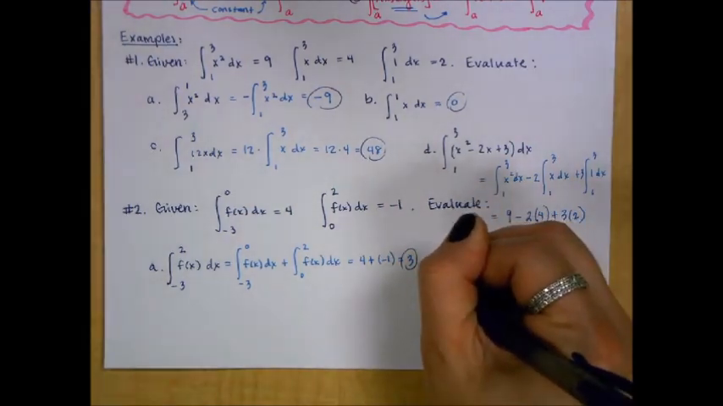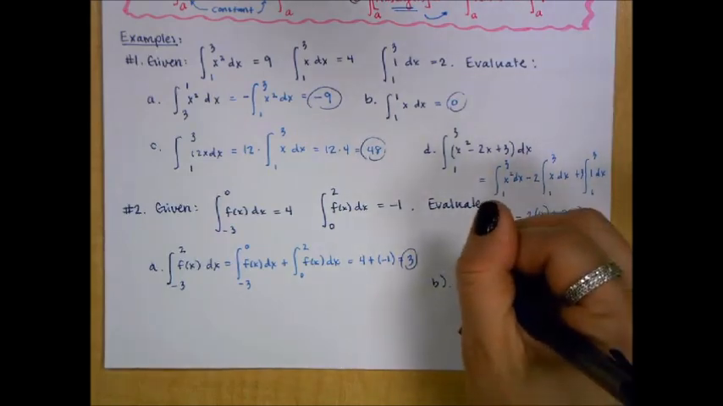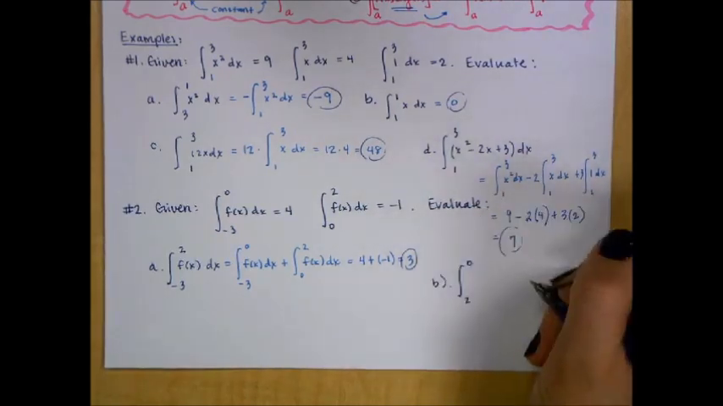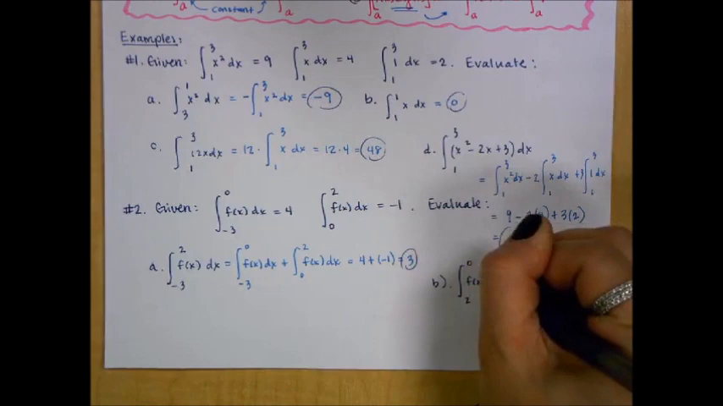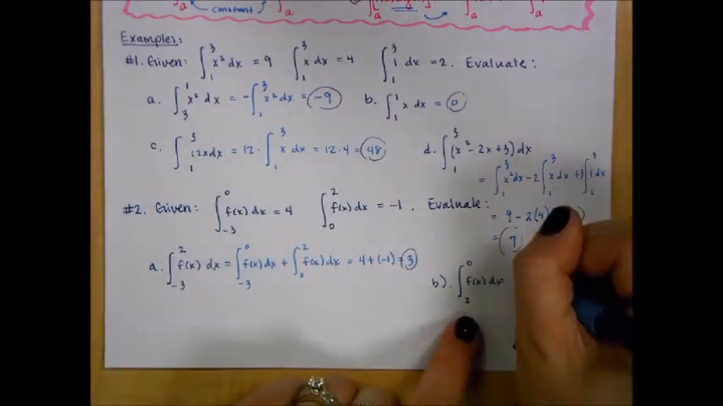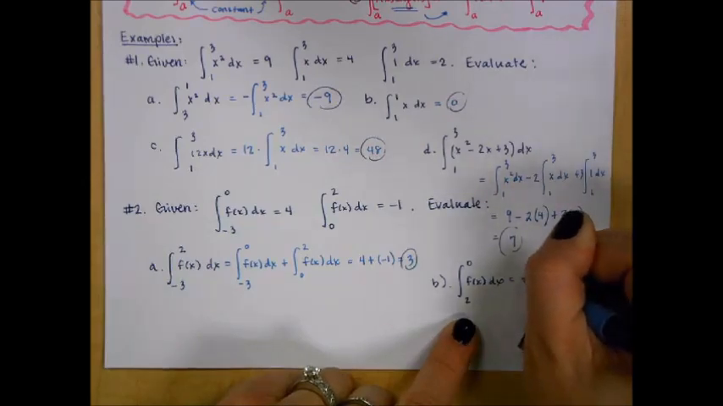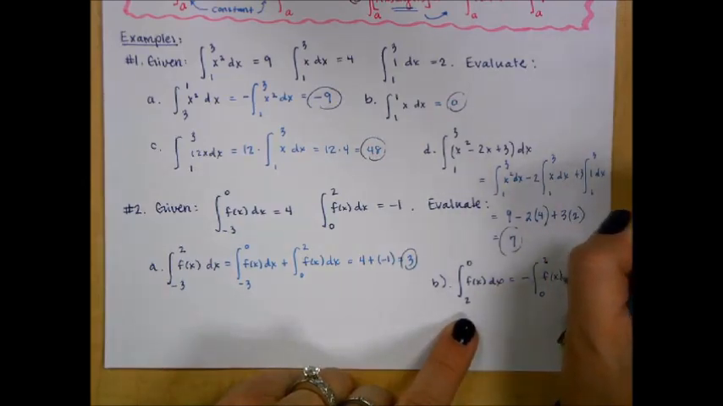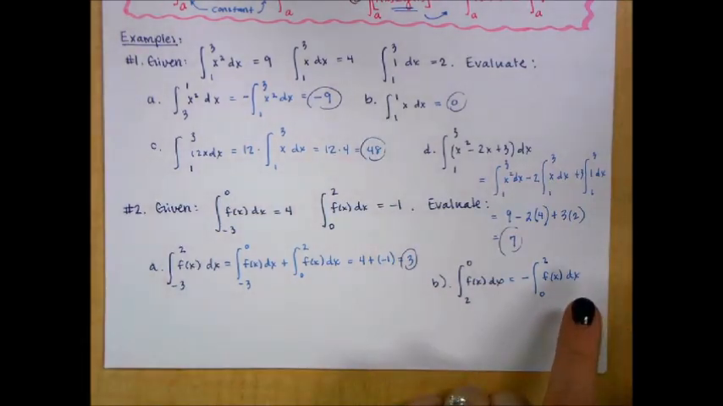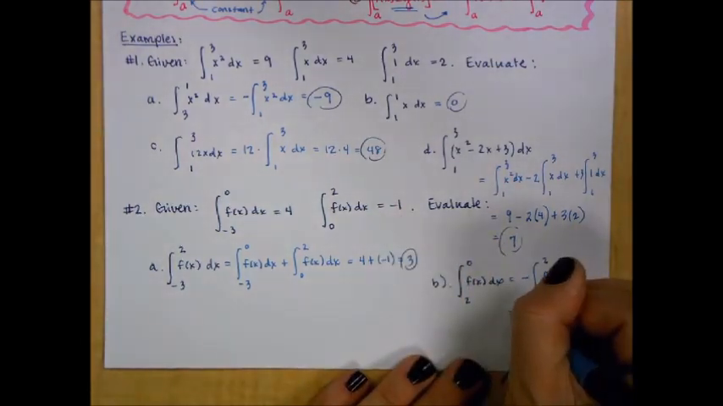In part B, evaluate the integral from 2 to 0 of f of x dx. So 2 to 0 is just backwards of what we want, which is 0 to 2. So if I want to flip my values around and make them 0 to 2, we're just going to multiply by a negative, f of x dx. And now I can substitute, 0 to 2 has a value of negative 1. So the opposite of negative 1 is 1.